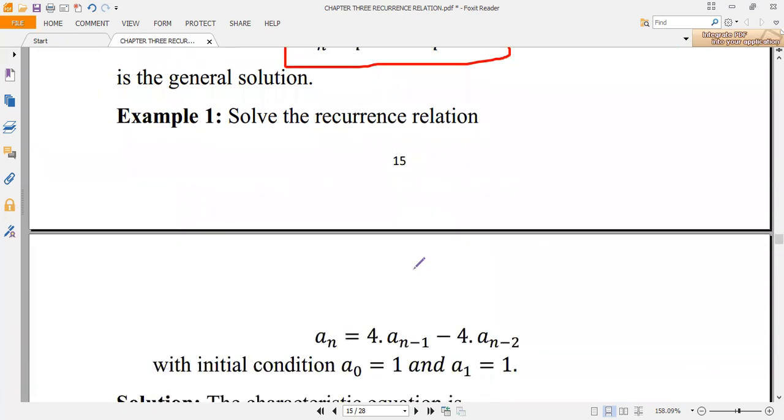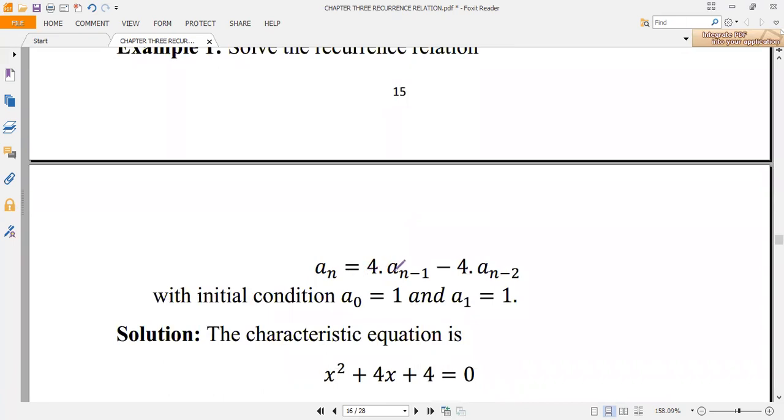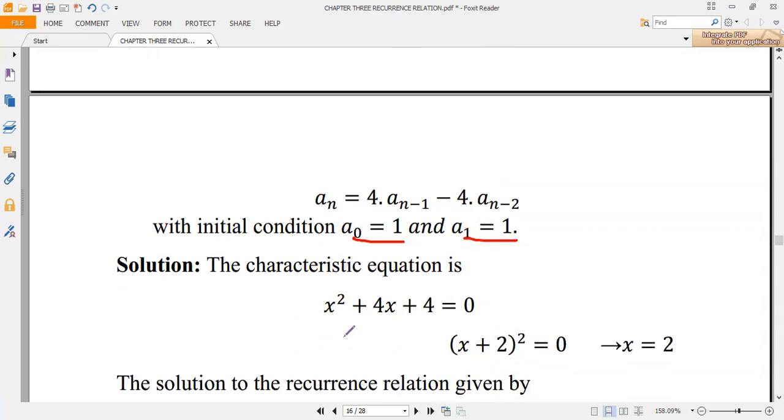Solve the recurrence relation defined by an is equal to 4 times a(n minus 1) minus 4 times a(n minus 2), with initial conditions a0 is equal to 1 and a1 is equal to 1. Now, the characteristic equation of this recurrence relation is x squared minus 4x plus 4.